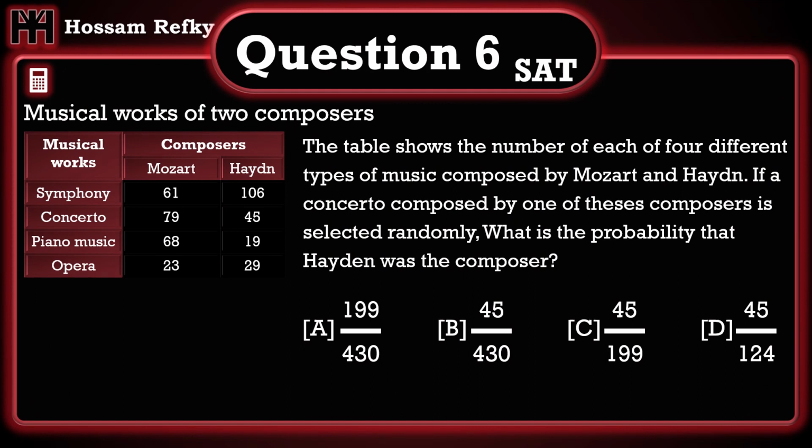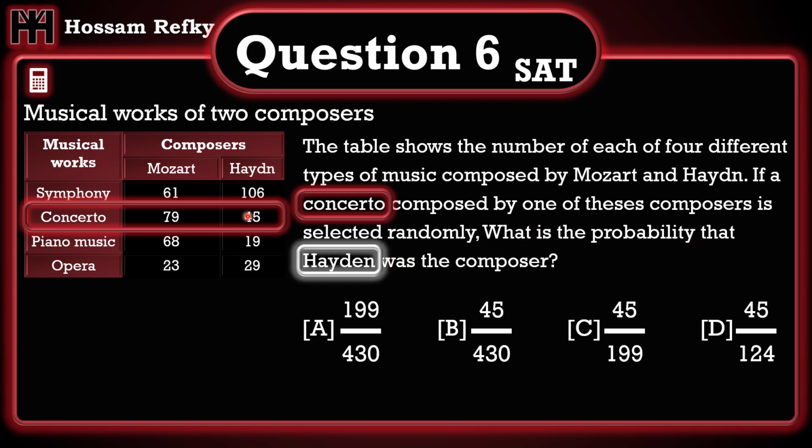Okay, question 6. The table shows the number of each of 4 different types of music composed by Mozart and Haydn. If the concerto composed by one of these composers is selected randomly, what is the probability that Haydn was the composer? Okay, they say here concerto composed. Okay, so we will only choose from here. Then one of these composers is selected at random, which is the probability of Haydn is the composer.